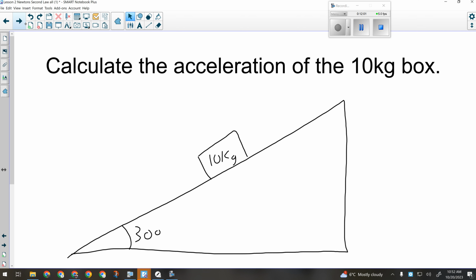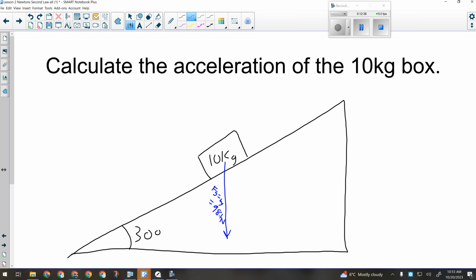Okay, so in any question, the first thing I'm supposed to do is draw a free body diagram. I want to draw all the forces that are acting on the box. The most obvious force is gravity, and gravity acts straight down. I can calculate that: mass times gravity, m times g. So this will be 98.1 newtons, acting straight down.